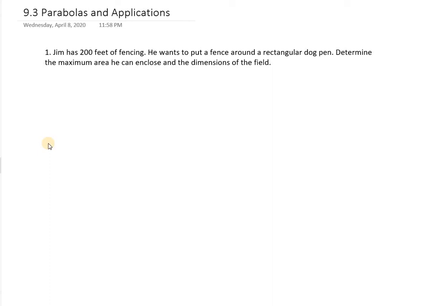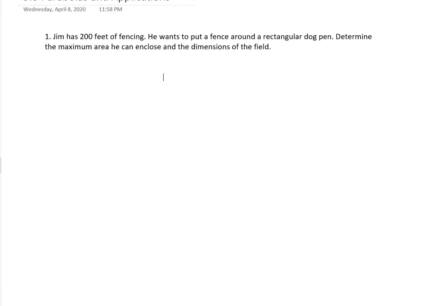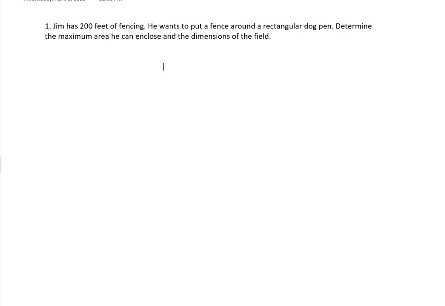Okay, we're going to be looking at some applications of parabolas. Problem number 1. Jim has 200 feet of fencing and he wants to put a fence around a rectangular dog pen. Determine the maximum area he can enclose and the dimensions of the field.